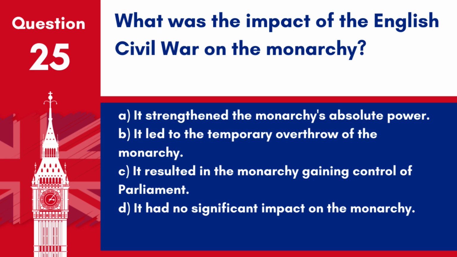A. It strengthened the monarchy's absolute power. B. It led to the temporary overthrow of the monarchy. C. It resulted in the monarchy gaining control of Parliament. D. It had no significant impact on the monarchy.